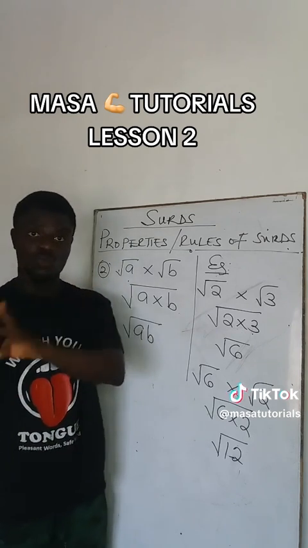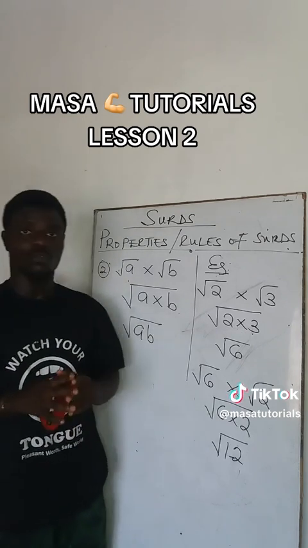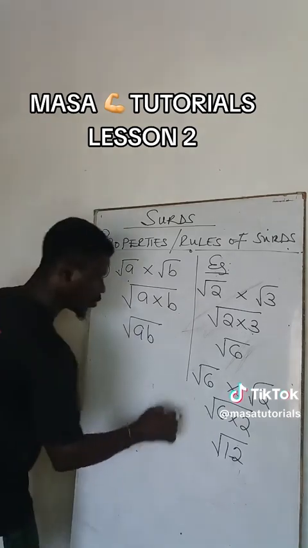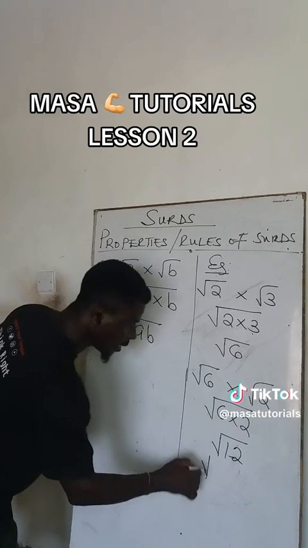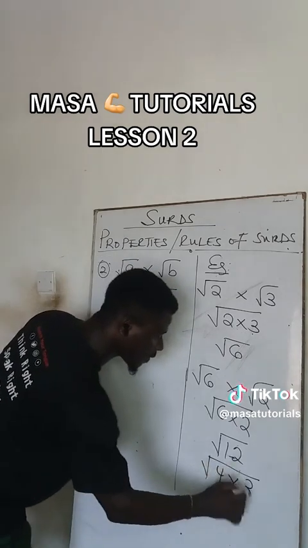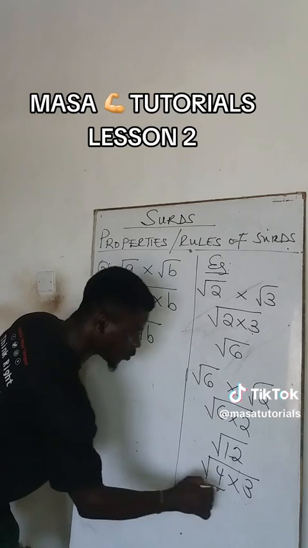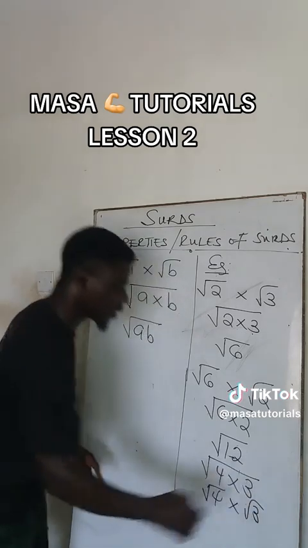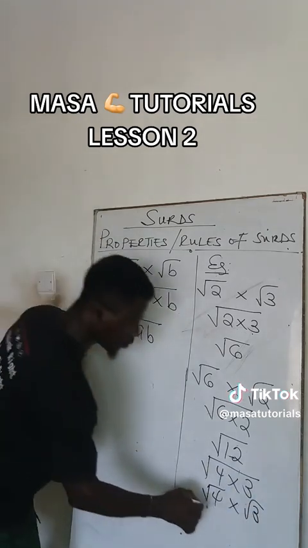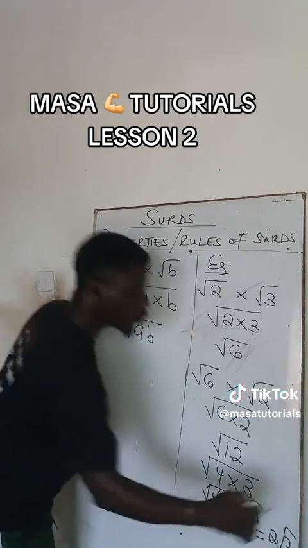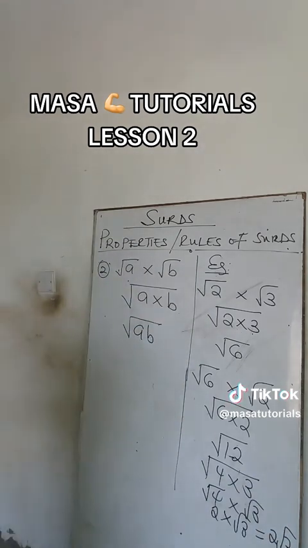We have to get two numbers that, when you multiply, you get 12, and one of the numbers should be a perfect square. So we get 4 times 3. 4 is a perfect square. So we split it into square root of 4 times square root of 3. And what's square root of 4? 2. So 2 times square root of 3, and we get 2 root 3.